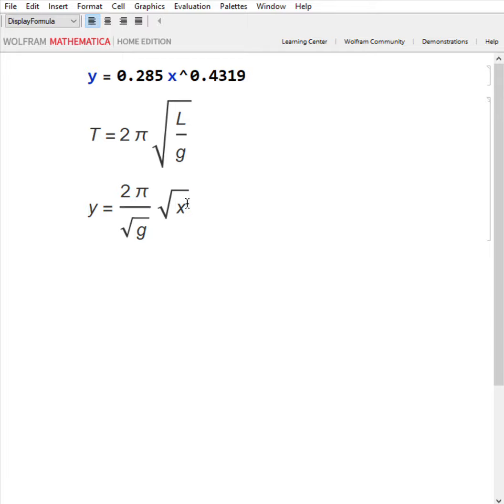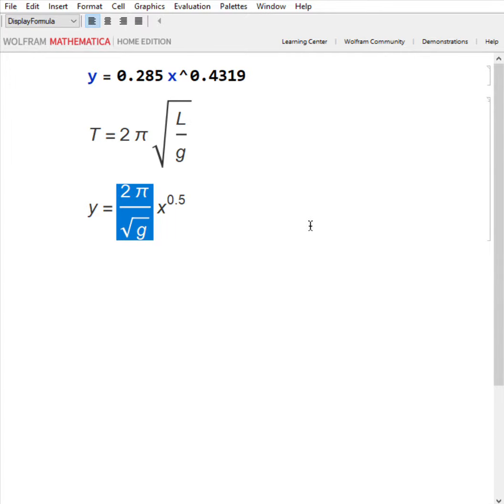Now hopefully you remember from middle school or whenever people first learn about powers of things, that the square root of something is the same as taking that something and raising it to the 1/2 power. And of course, 1/2 can be written as 0.5. So now this should start looking familiar. We have x raised to the 0.5 power versus x raised to the 0.4319 power.